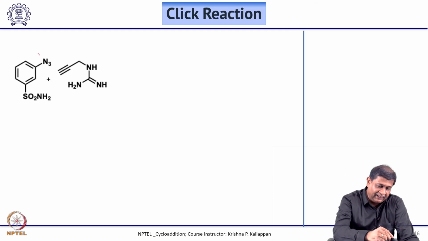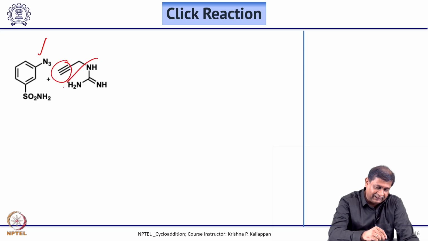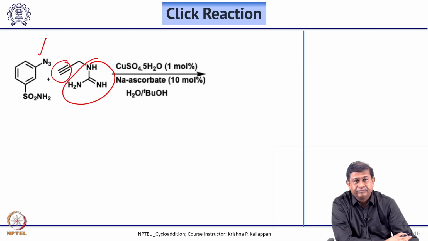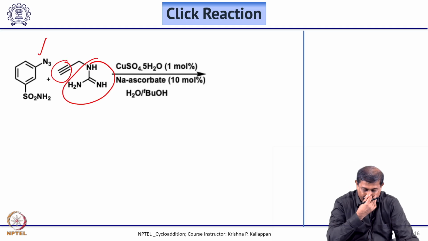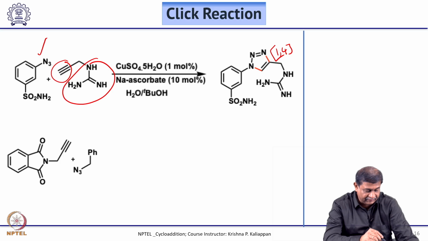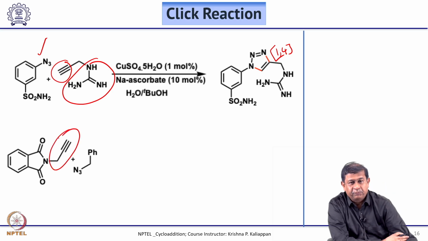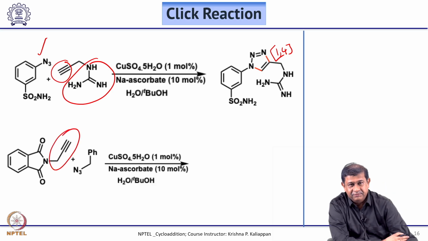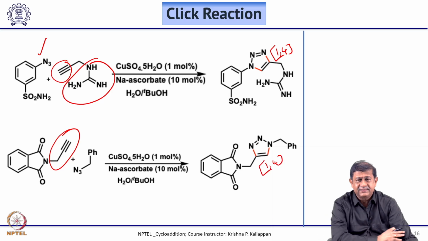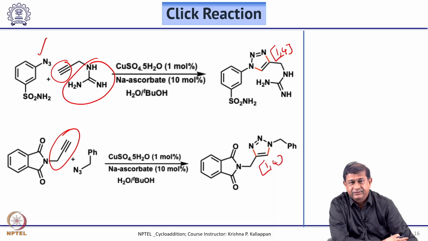So, you can take aryl azides and a triple bond which is attached to a guanidine-like substrate, then this can undergo 1,3-dipolar cycloaddition to form this 1,4 triazole, and likewise this N-propargyl phthalimide, upon click chemistry with benzyl azide, can form the corresponding 1,4-triazoles. So very easy to form such triazoles, and this can be done at room temperature. You don't have to heat it.